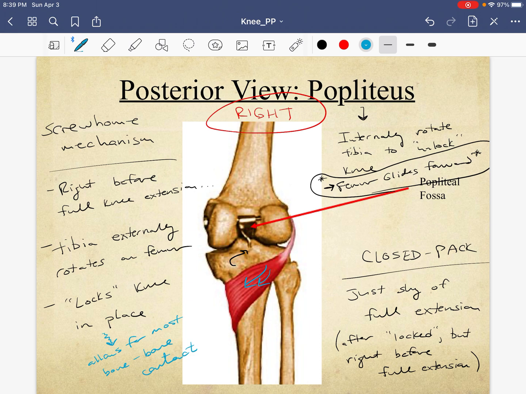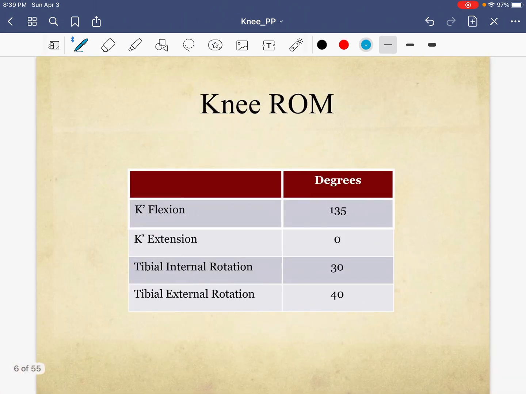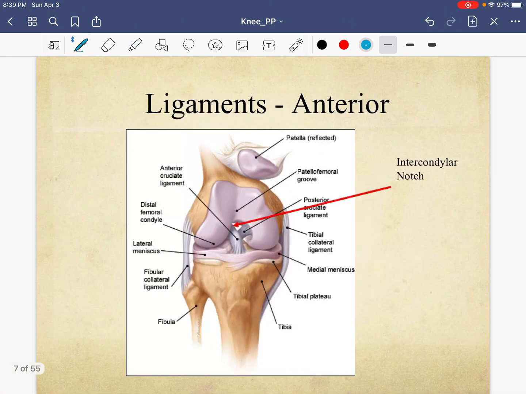Gotta readjust my position here. All right. Okay, you can read about the knee range of motion. You don't need to know that.